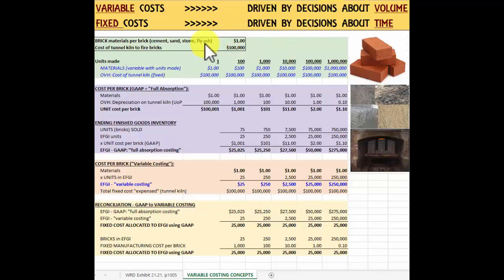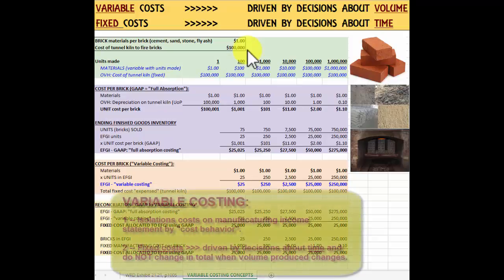Let's suppose that brick materials, the cement, the sand, the stone, and the fly ash, cost $1 for each brick that you make, and the tunnel kiln that fires the brick would cost $100,000. And let's just suppose that this kiln is entirely expired at the end of 1 year, so it has a depreciation life of only 1 year.